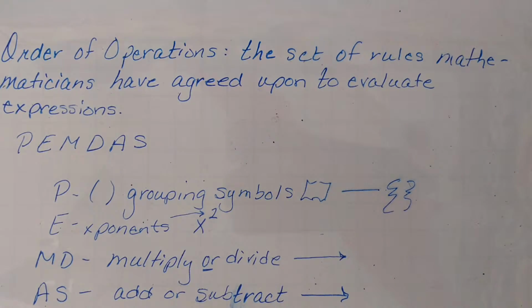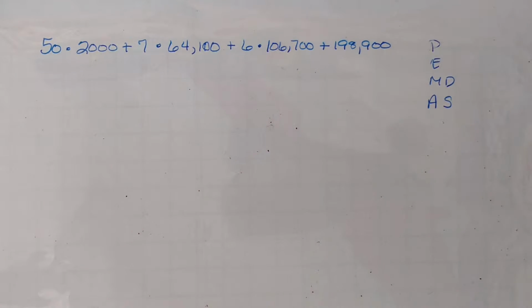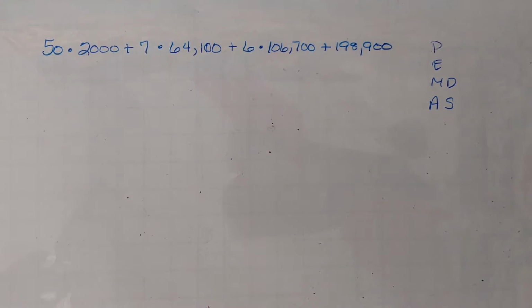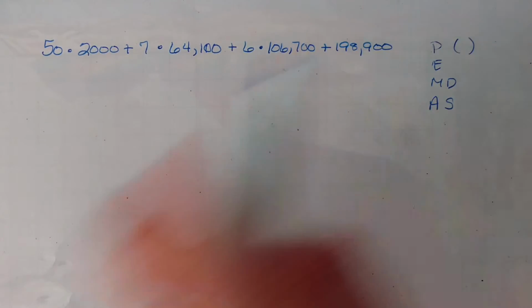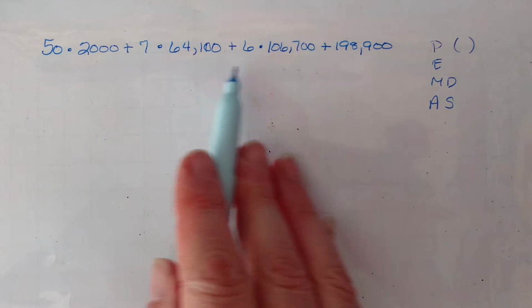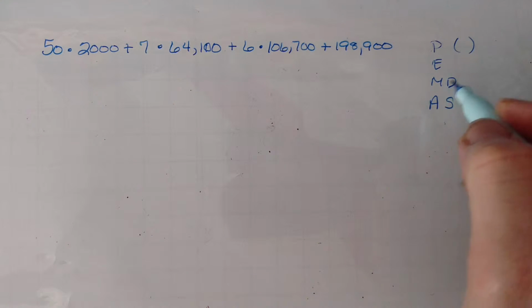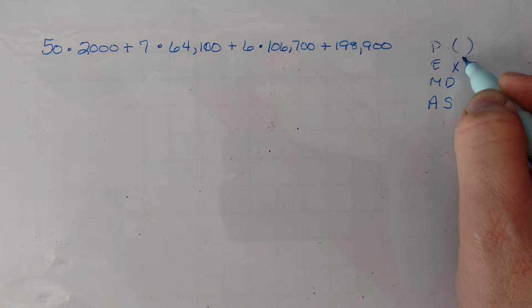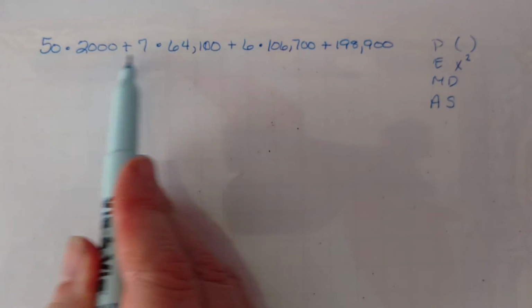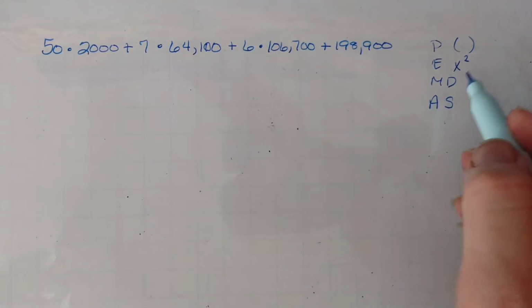So now that we've reviewed the order of operations, we're going to try using it in a couple of examples. Guys, this looks like a crazy problem, but if we just follow order of operations, the problem itself is not incredibly difficult. The first thing you want to look at is your P, your parentheses. Are there any grouping symbols in this problem? As you look at it, you don't see any, so you're not going to need to work with those. The next thing we have are our exponents. Do we have any exponents in this problem? No.